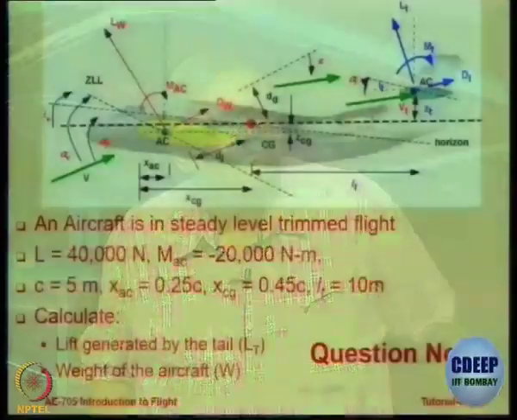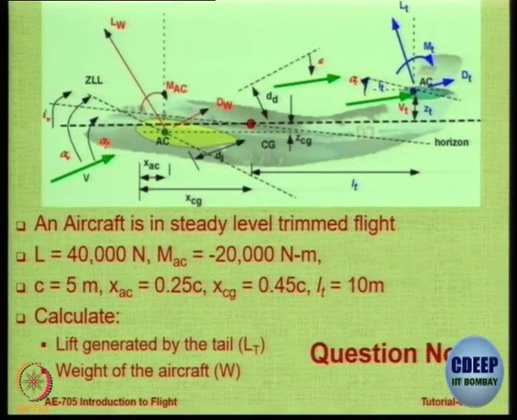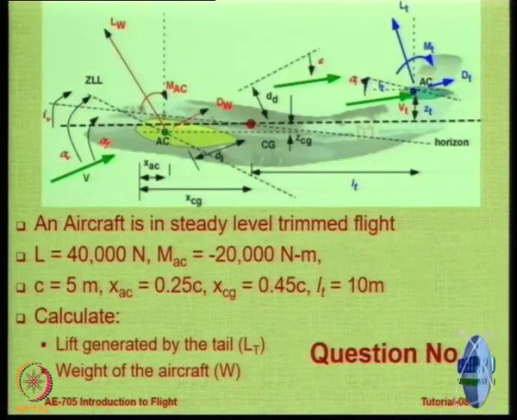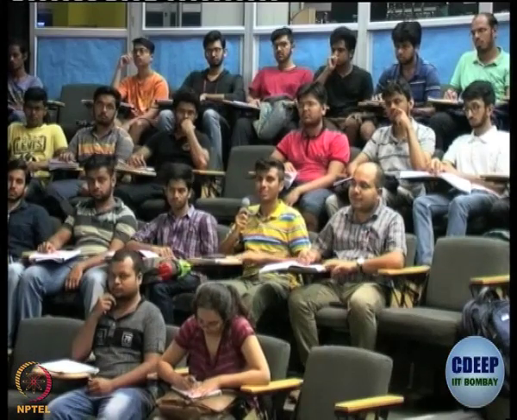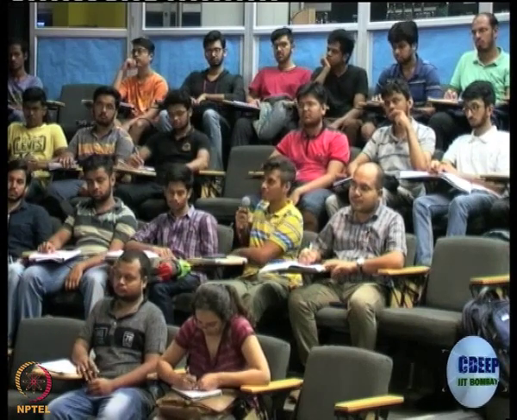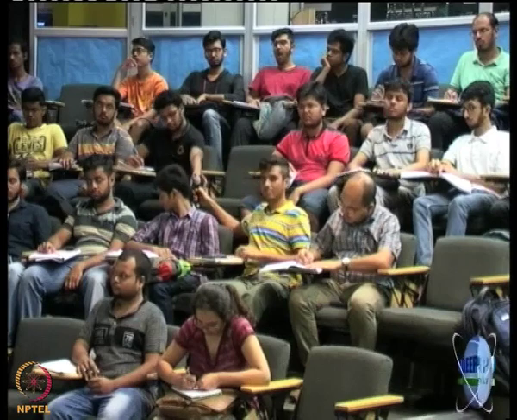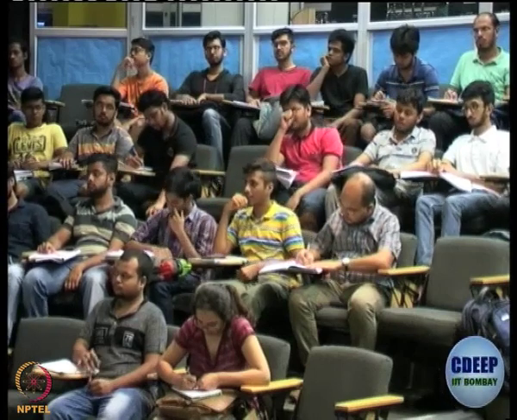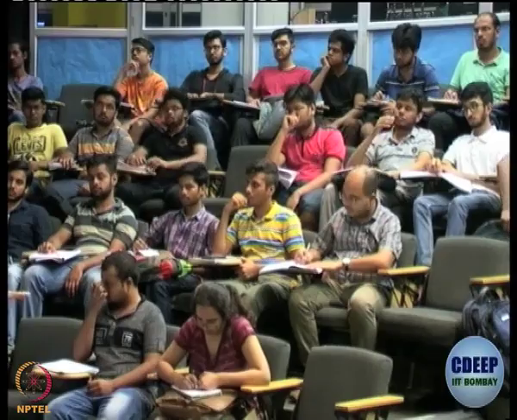Okay. So in this case, we are saying that the aircraft is in steady level trimmed flight. So steady means what? Constant velocity. Steady is only constant velocity. Level will be constant altitude. Trimmed is no net moment on the center of gravity. So this is the ideal condition for passengers like you and me. The aircraft is in steady level flight.